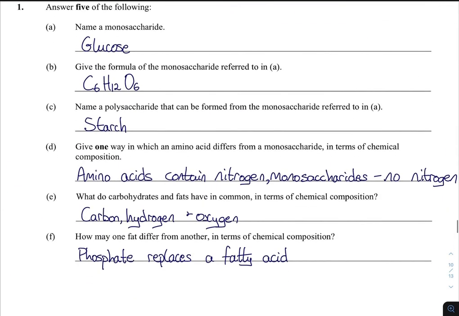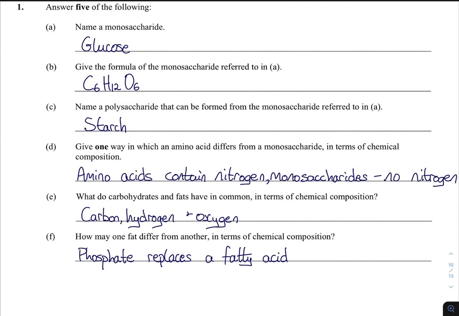2012, name a monosaccharide, so that's your glucose. You could say fructose too. It's probably more than that, but I suppose glucose is the more common one. Give the formula of a monosaccharide referred to, so that's the one that you would have learnt off. So that's C6H12O6. That's the formula for glucose.